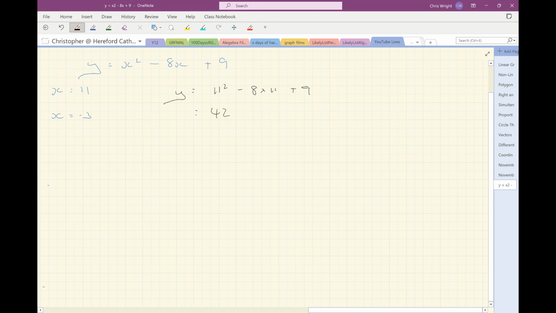If x is minus 3, then y would be minus 3 squared minus 8 times minus 3 plus 9. So that's 9 plus 24 plus 9. If I were to put that in my calculator, I will get the answer 42. So the answer to the question is that k, which was the y-coordinate of both of those points, equals 42. There you are. What a good question.